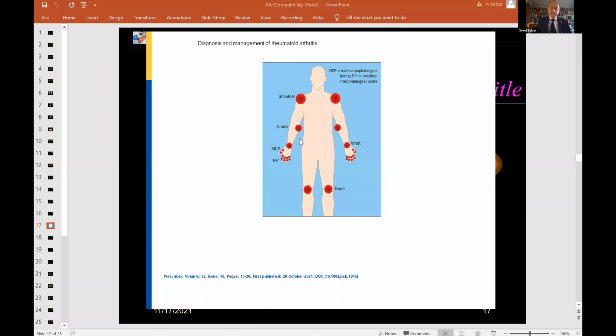So these are the 28 joints in consideration. Remember that the large number comes from the small joints, such as metacarpophalangeal joints, proximal interphalangeal joints, and the same would apply to the feet as well. And so these are large joints.